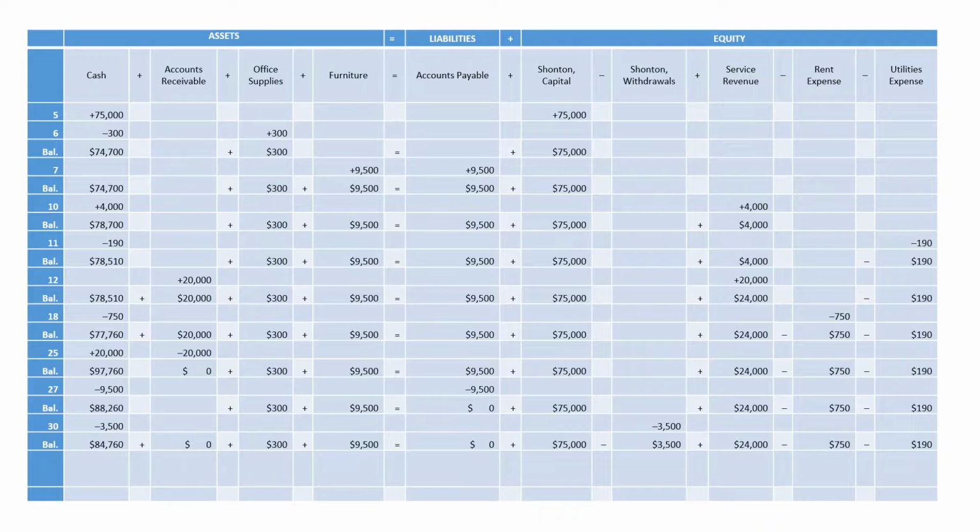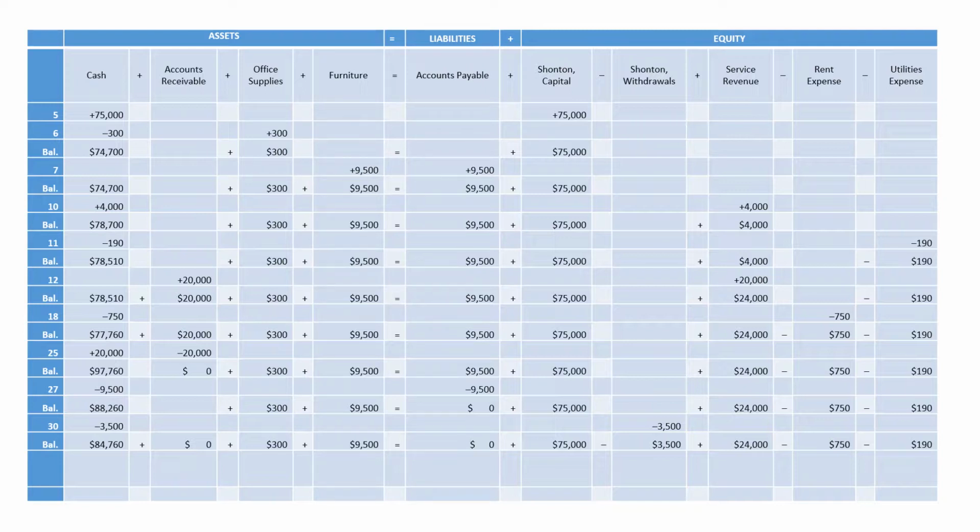The 11th, the company paid utilities of $190. So they paid, so that means they paid with cash. Cash decreases $190. Why did they pay cash? What did they pay for? A service, utilities expense. So we're going to put the utilities expense as $190.